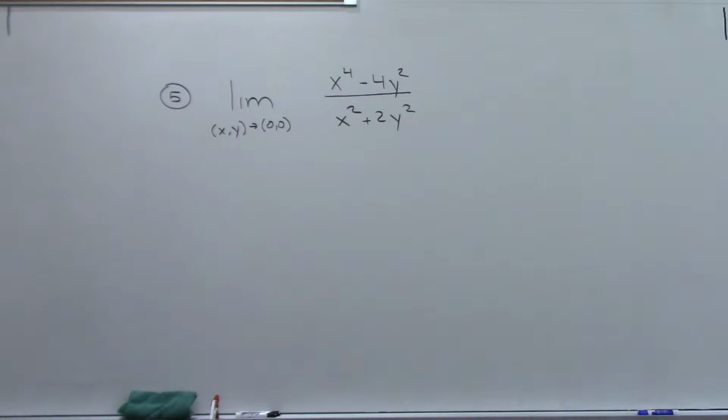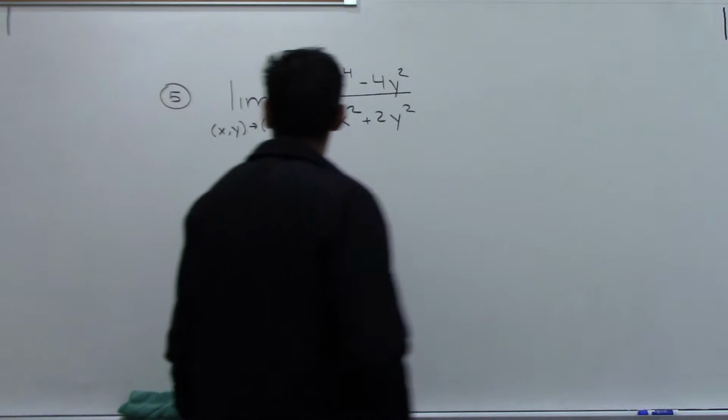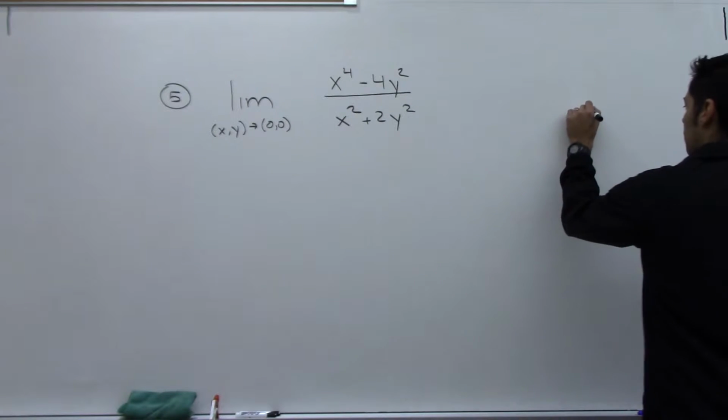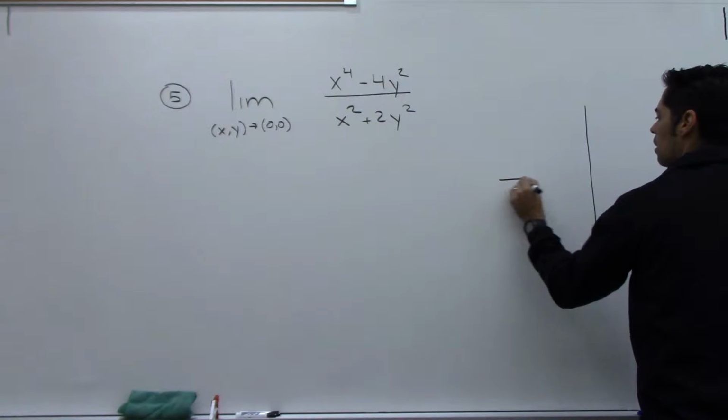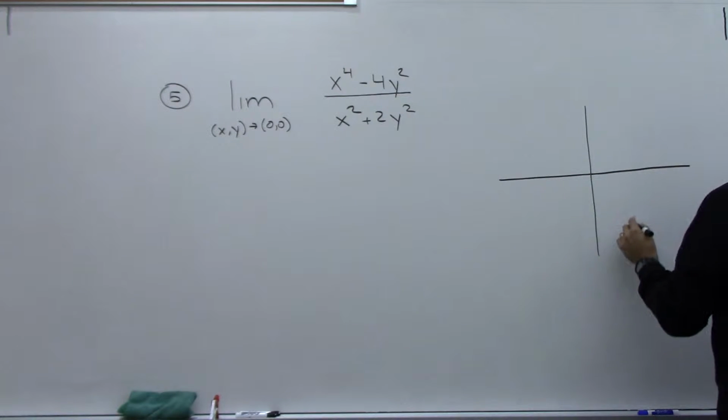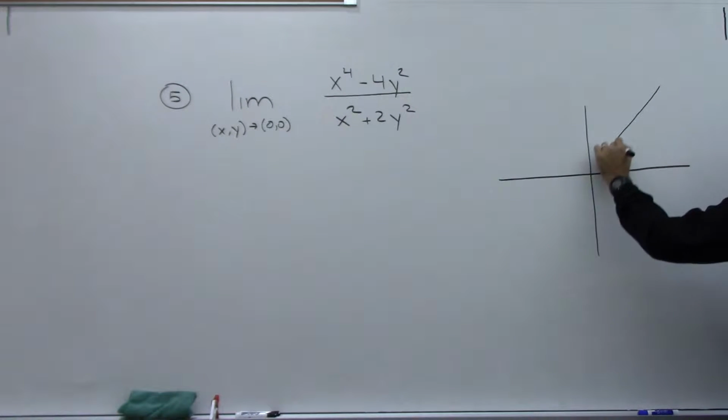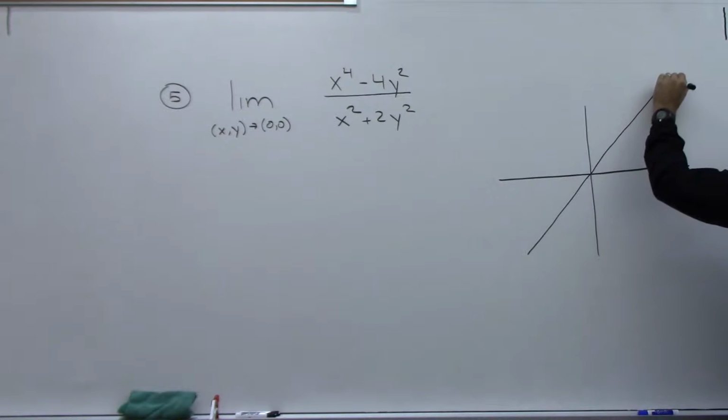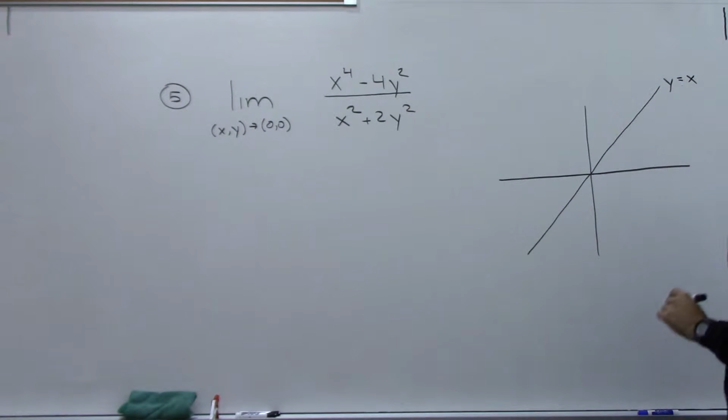So we've got to try and figure out if the limit exists, and if it does, we need to find out what it is, and if it doesn't, we need to say that it does not exist. So for this one, let's try first approaching along the identity. Let's go along the line y equals x and see what happens.